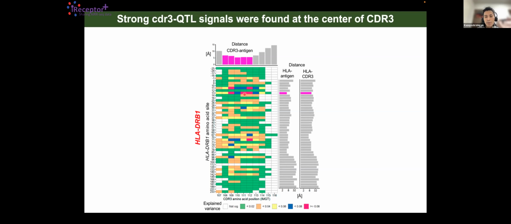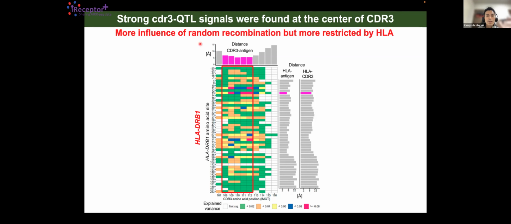So, it's a bit of an interesting result for us, because the center has basically very random amino acids, which are created by a very random process, and yet they are actually more restricted by HLA genotype. This is the key message of this panel.